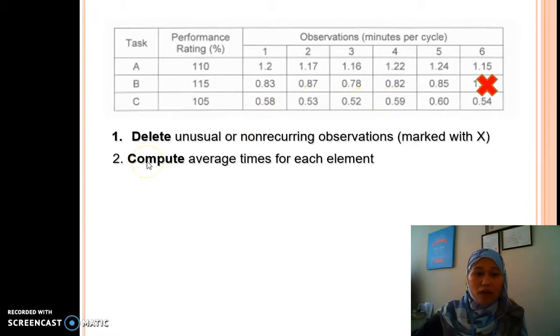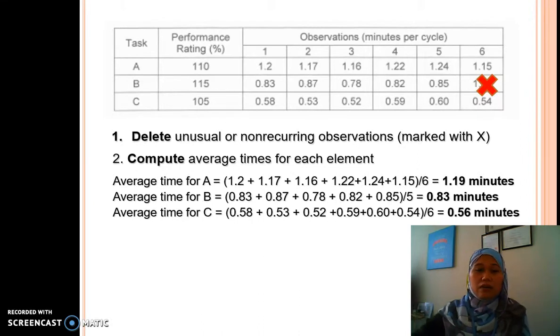And the next step is we have to compute the average time for each task. Okay, for task A, we are using all the 6 observations, so we take the average, and then we have 1.19 minutes. But for task B, we eliminate one observation, so we are left with 5, so we divide by 5, 0.83 minutes. And for task C, we take all the observations, thus we divide by 6, for 0.56.